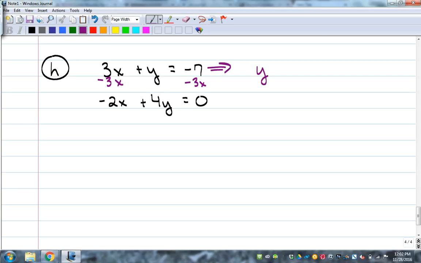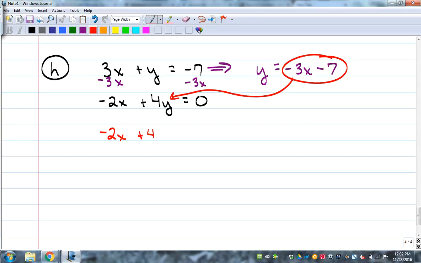So that's going to convert over to y is equal to negative 3x minus 7. If you wrote negative 7 minus 3x, it's the same thing. It doesn't really matter at that point. I wrote it in that order just because that's slope-intercept form, how I normally write them. Okay, now what do I do with that? Plug it in for y in the second equation. That's going to be negative 2x plus 4 parentheses negative 3x minus 7 is equal to 0. So that'd be negative 12x minus 28 is equal to 0.